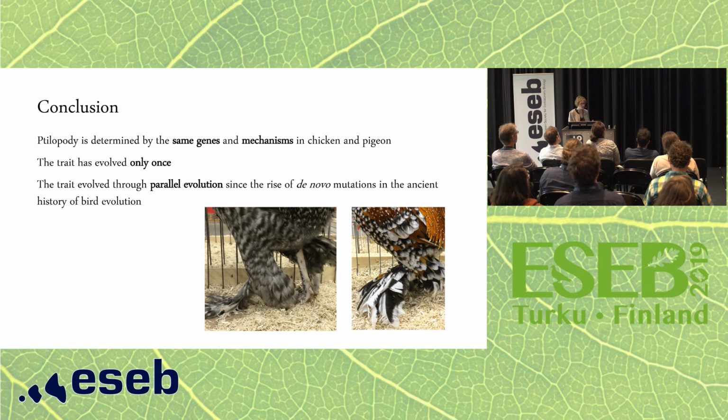So to conclude, we have shown that pterylosis is determined by the same genes and mechanisms in pigeon and chicken, so it's a clear indication of parallel evolution. And the trait has evolved only once in chicken, and as already mentioned, it has evolved through parallel evolution in the two species.